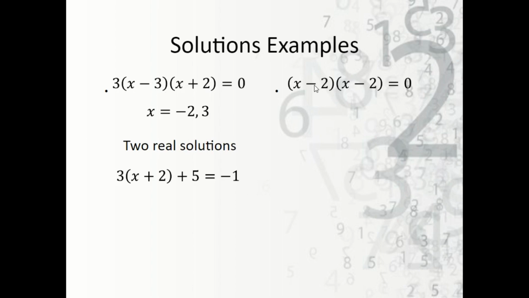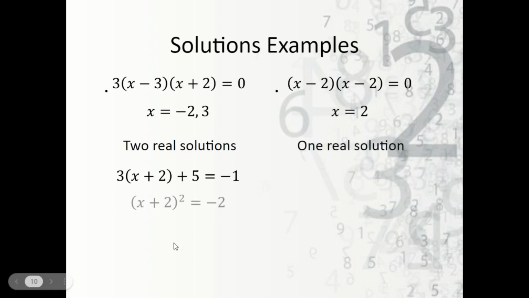Now let's look at this one here. X minus 2 and x minus 2 is equal to 0. Well, again, 1, 2 solutions, but notice they're exactly the same. So therefore, we can't count them twice, so there will be only one solution there. Here, we can move everything over, and we should notice that we end up with x plus 2 squared is equal to negative 2. And when we do that, we end up with no real solutions because we can't square anything and end up with a negative value.